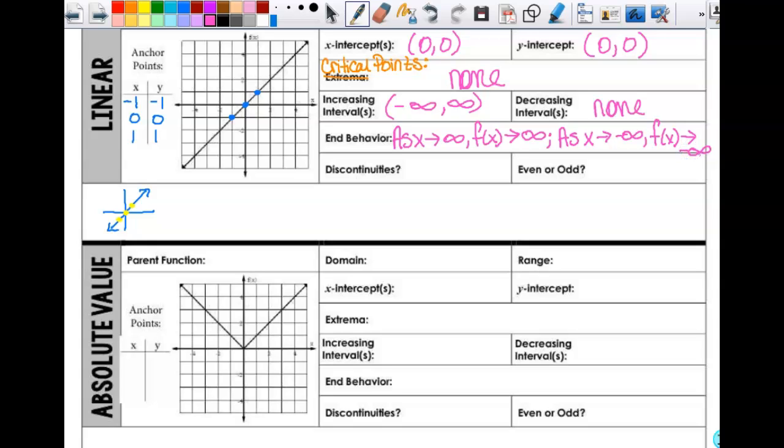Okay. We good? Are there any discontinuities? No, because I don't have to pick up my pencil the entire time. So there's none. And then we're not going to worry about even or odd. Just don't worry about that. Okay, easy enough? That's a line.